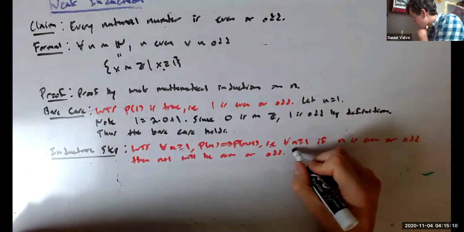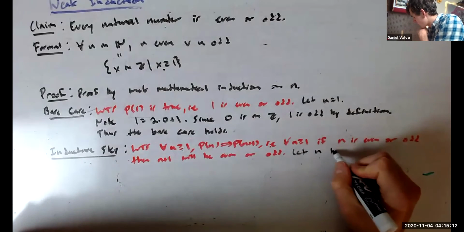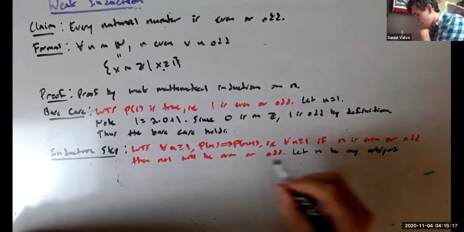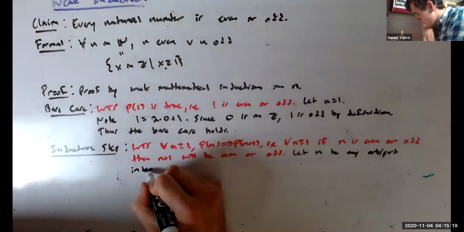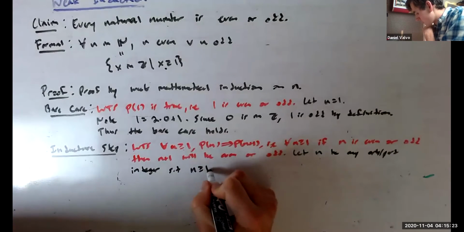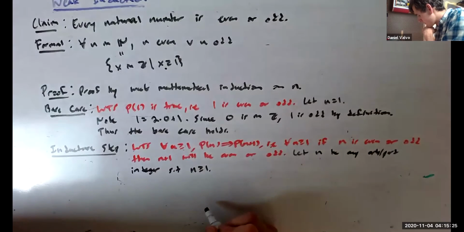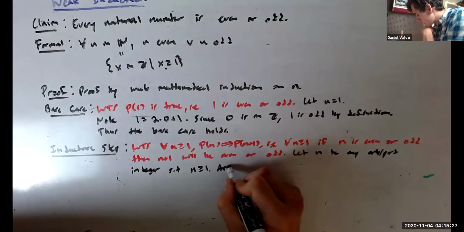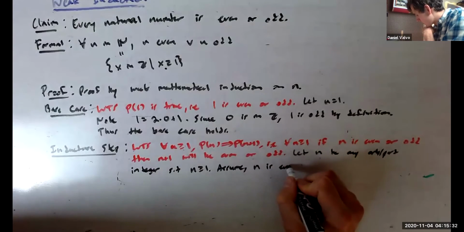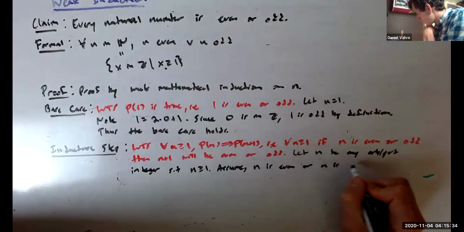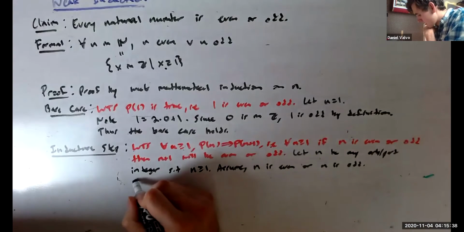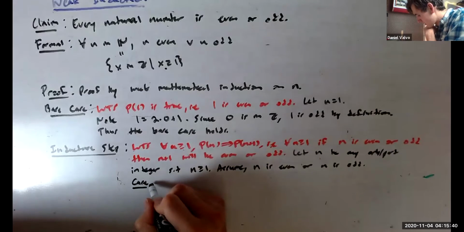So let's say, let n be any arbitrary, particular integer such that n is greater than or equal to 1. Assume n is even or n is odd. I could break into cases.